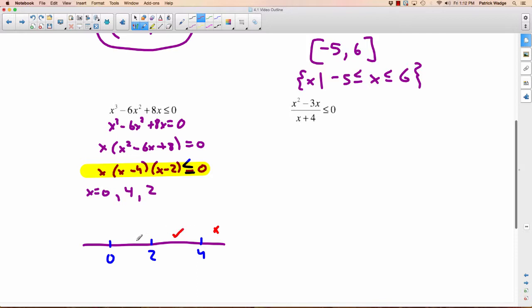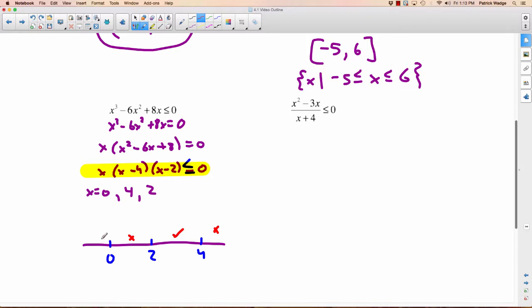Let's try 1 in between 0 and 2. 1, that's positive. 1 minus 4, negative. 1 minus 2, negative. Two negatives make a positive, so the whole thing's positive, and positives aren't less than 0. This one doesn't work.